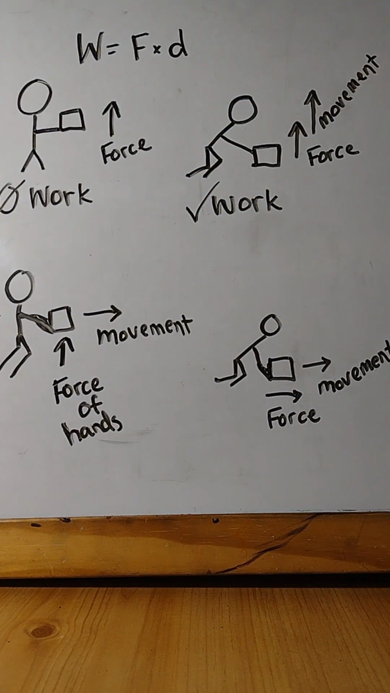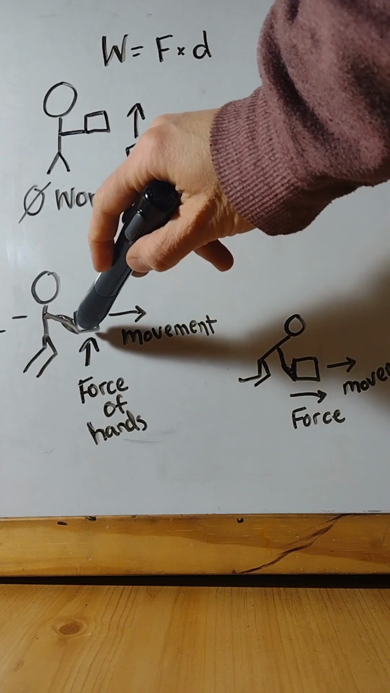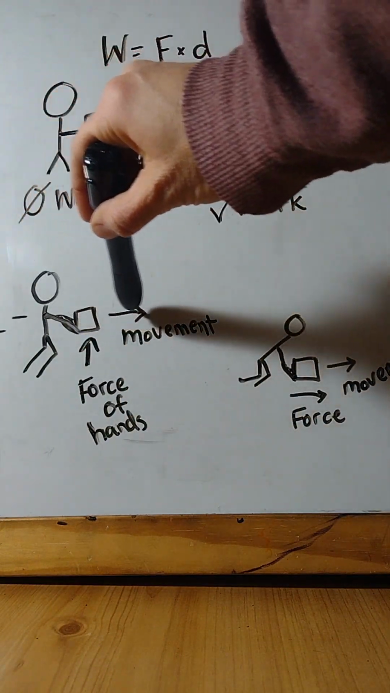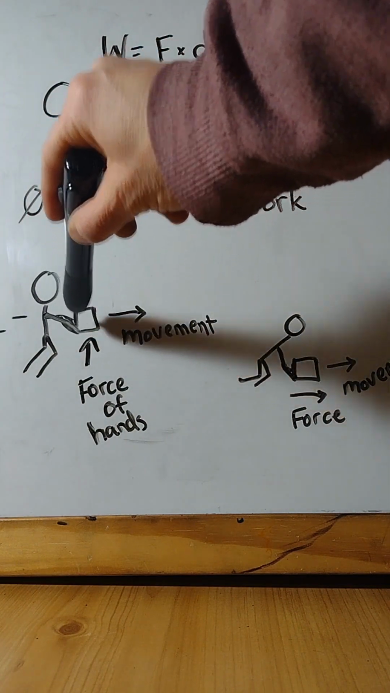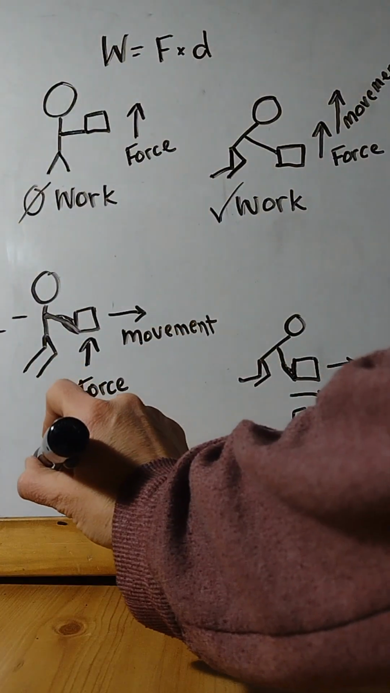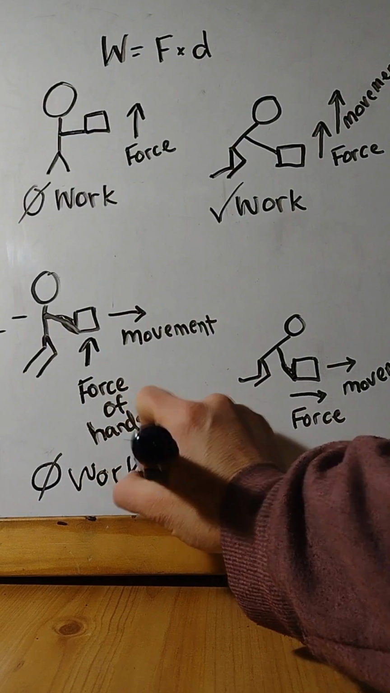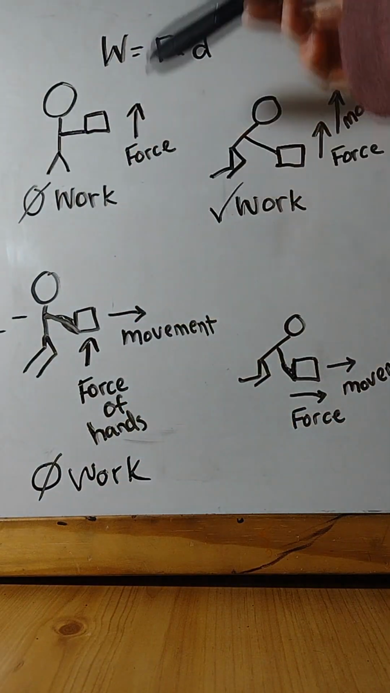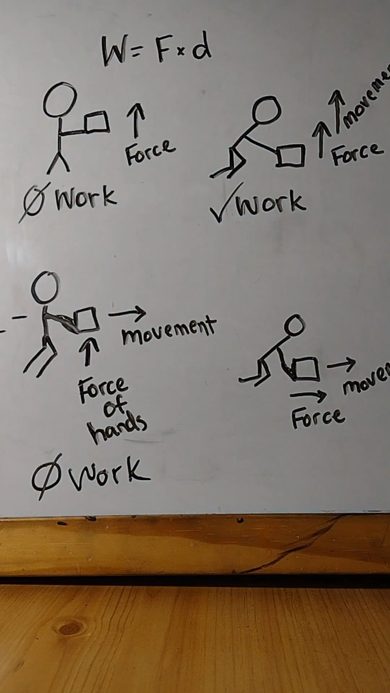Down here, you have him moving, and he's holding the box. So you have the force of his hands holding the box up. The force is going this direction, and then he's walking. The movement's going this direction. Are his hands doing work on the box? No, because the force is not in the same direction as the movement. So you have a force and you have a distance, but if they're not in the same direction, no work is being done on the box there from his hands.